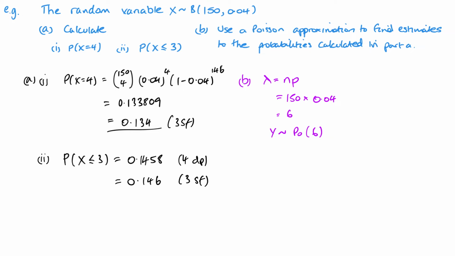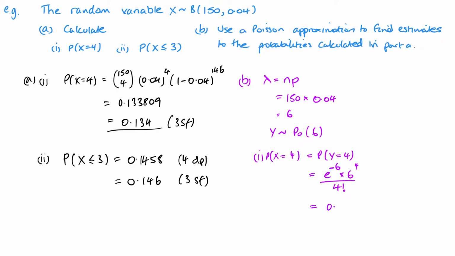So let's look at part 1 first of all. Here we're looking at the probability of x equals 4, which I have changed to y. I could have actually left it as x, I suppose, in this case. And what I'm going to do is use the formula for Poisson. So that should be e to the minus lambda, so e to the minus 6 times 6 to the power 4 over 4 factorial.